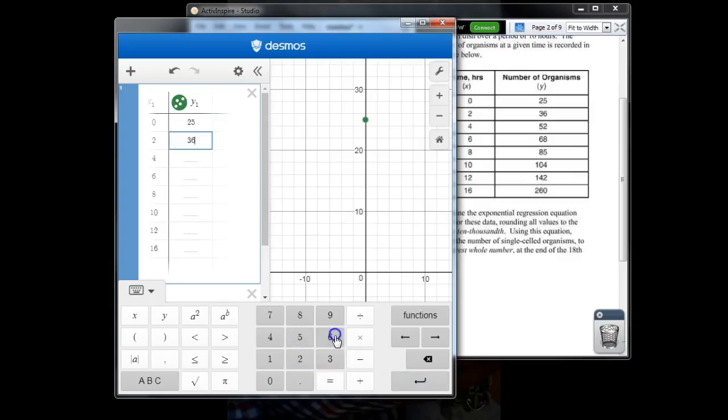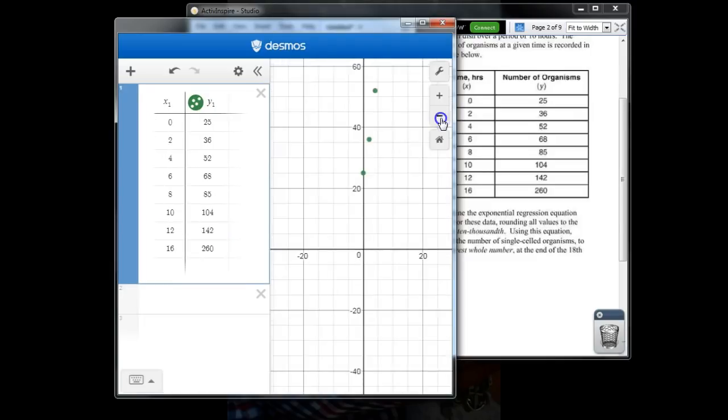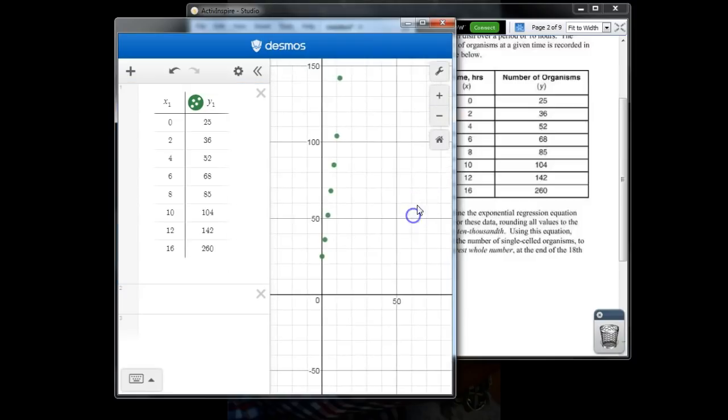25. You can't do the same thing on that? 46. No, because it's not linear. So you give the answer there. 85. 104. 142. And 260. Okay, and if you zoom out, there you see your green dots.